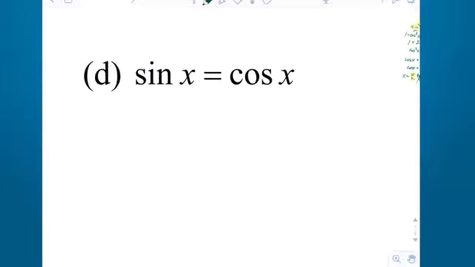But there's another way to do it that doesn't involve extraneous solutions. What if I divide both sides by cosine of x? Is that legal?